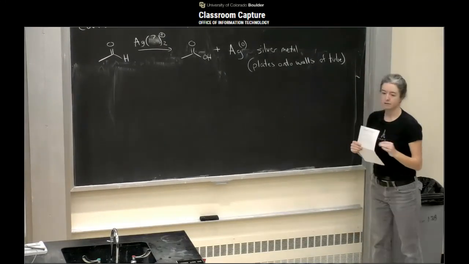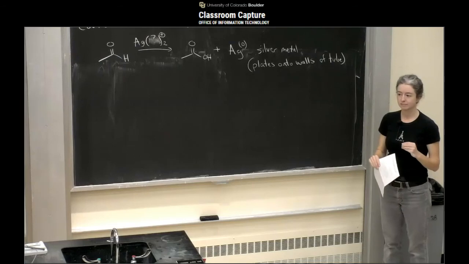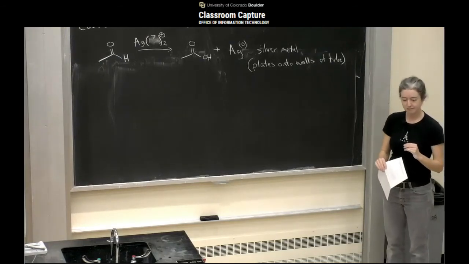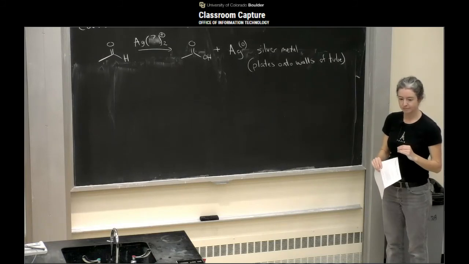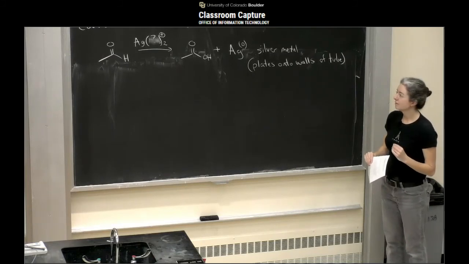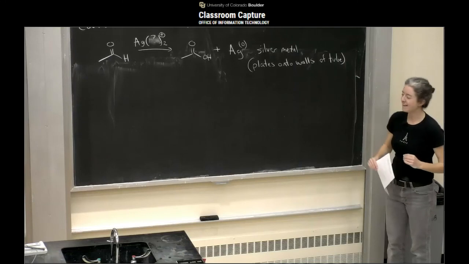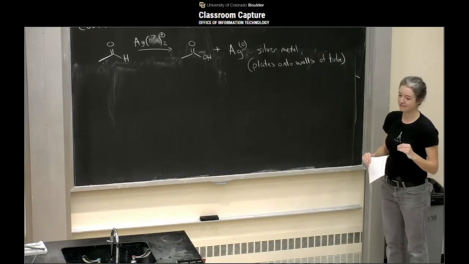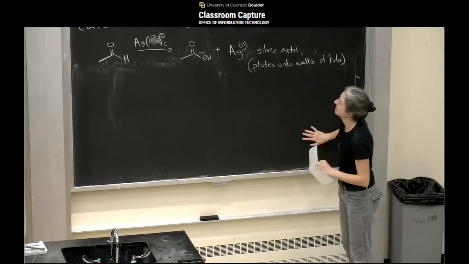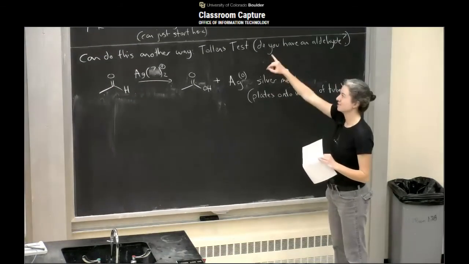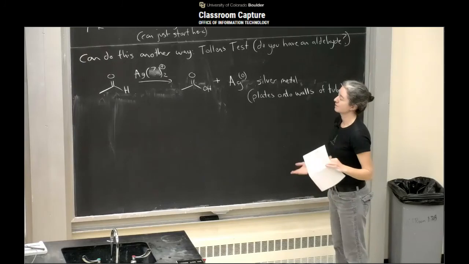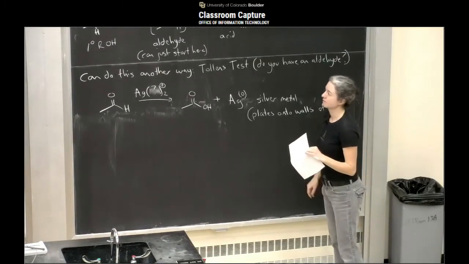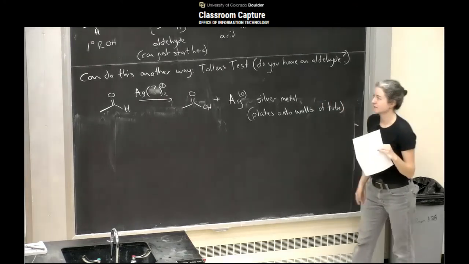Okay, so questions about that? If you have a lot of money, yes. If you start burning through silver, your advisor might have a thing or two to say about that. So really you would probably use Jones, or one of the fancier versions of Jones that's a little more environmentally friendly that we don't really get into because it's newer chemistry.